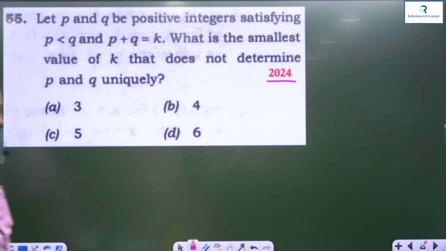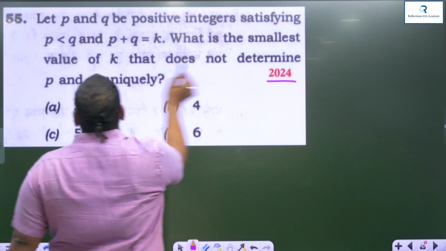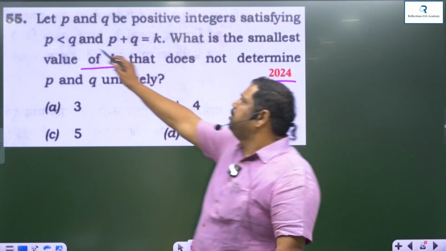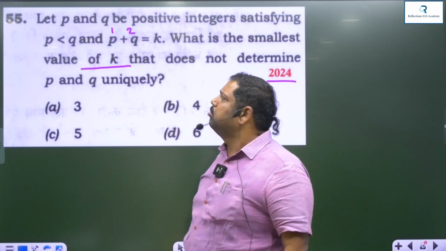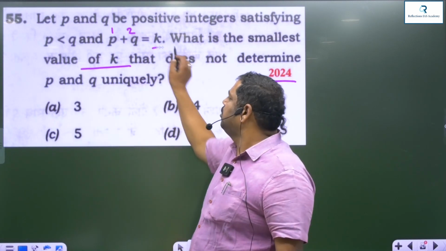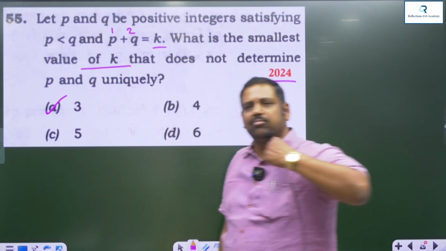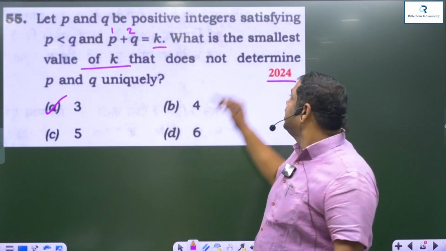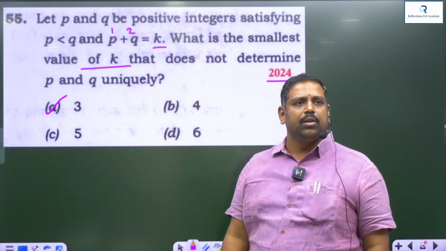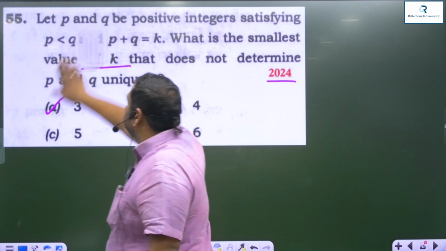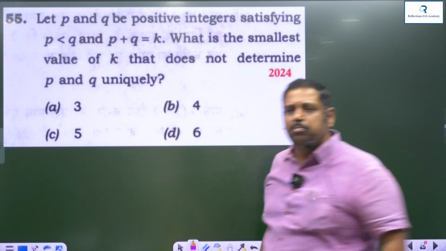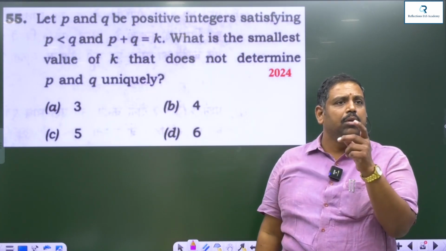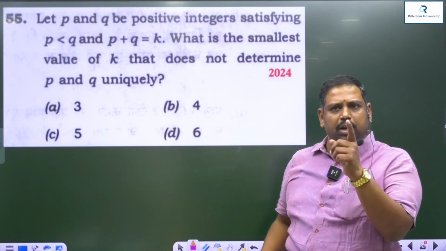Right, listen carefully. Suppose smallest value of K he is asking, not asking the remaining part. Here, P is less than Q, right? P 1 and Q 2. Yes or no? What is the smallest value of K? Right or wrong? But you find P and Q values uniquely. He is saying that it does not determine P and Q uniquely. Does not determine P and Q uniquely means you should get some ambiguity in stating P and Q values. Means P and Q should have unique values or more than one value? More than one value. Got it all of you?